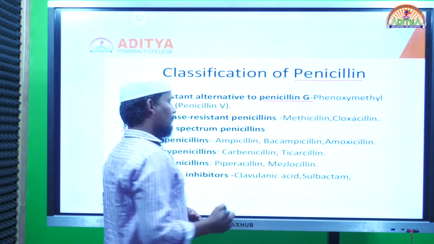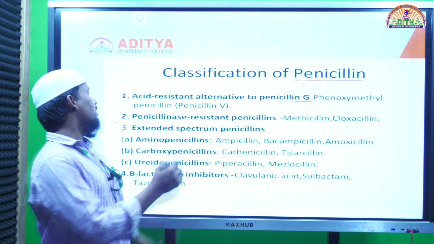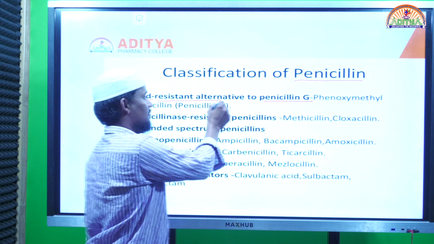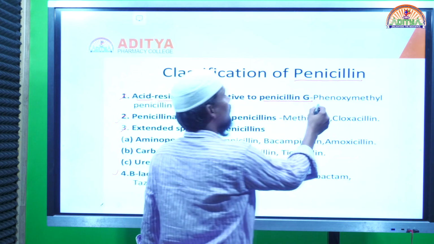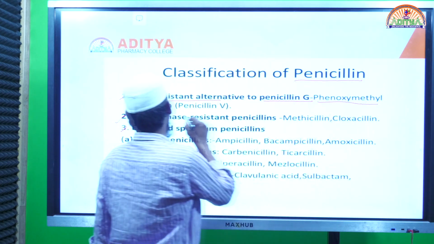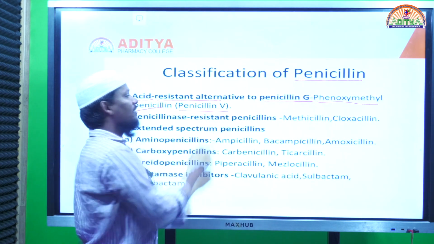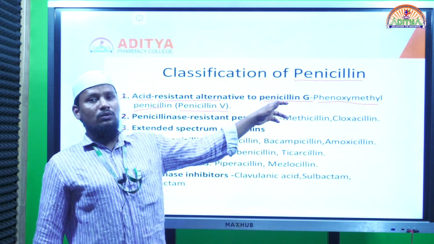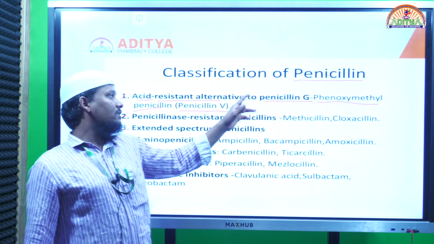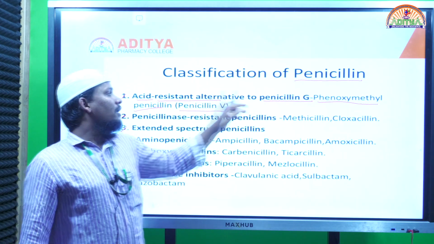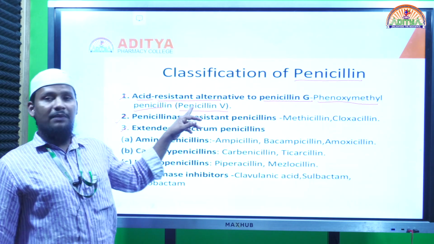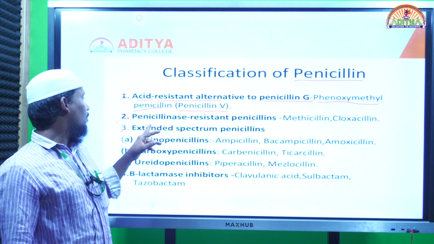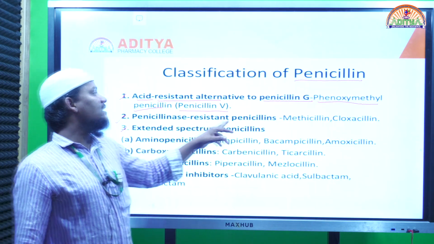To avoid this problem, they produced a new type of penicillin. Those are called acid resistant penicillins, that is phenoxymethyl penicillin, penicillin V. Generally penicillin G is acid sensitive, so to avoid this problem they synthesized a new molecule called phenoxymethyl penicillin, penicillin V. So penicillin V is acid resistant. Okay, next, penicillinase resistant penicillins.